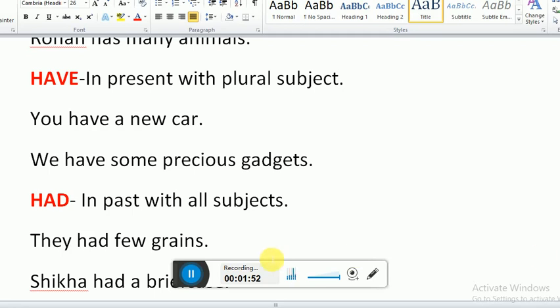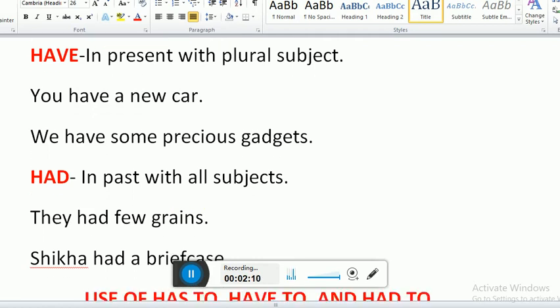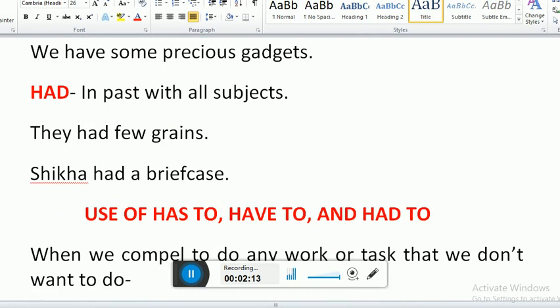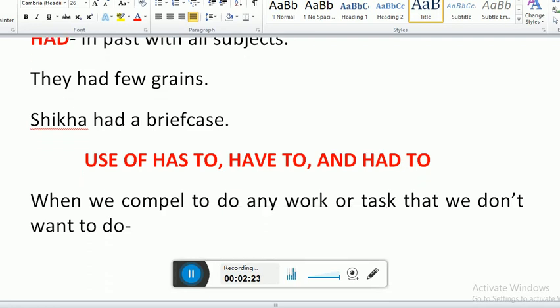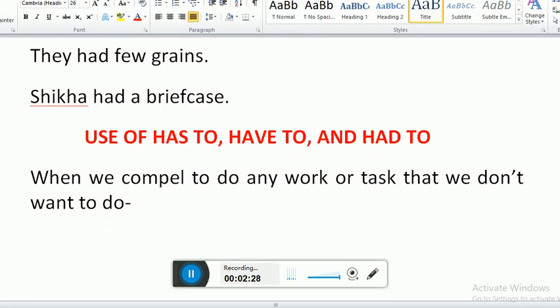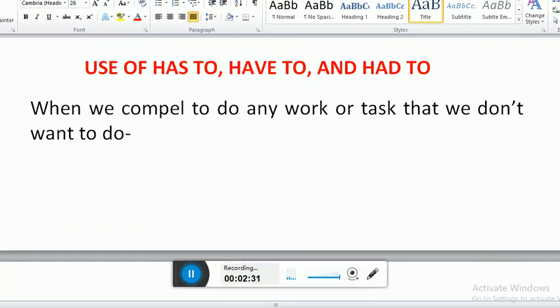And had in the past with all subjects, whether the subject is singular or plural, we use had with all subjects. In the past, they had few grains, it means they don't have now, they had in the past, so we use had. Shikha had a briefcase, my grandfather had a car, it means my grandfather doesn't have the car now, he had the car in the past. So I have explained to you about has, have and had.